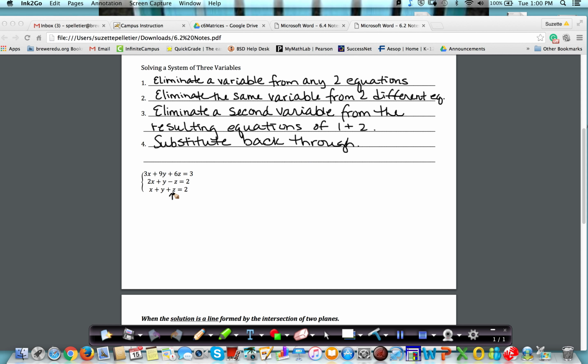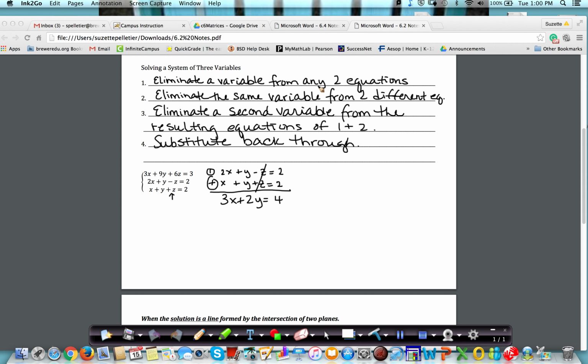So my first step is going to be to take the equation 2x plus y minus z equals 2, and the third equation, x plus y plus z equals 2. And I'm going to add those two equations together. That's going to give me z eliminated from my equation. So now I have 3x plus 2y equals 4. That's my first step. Okay?